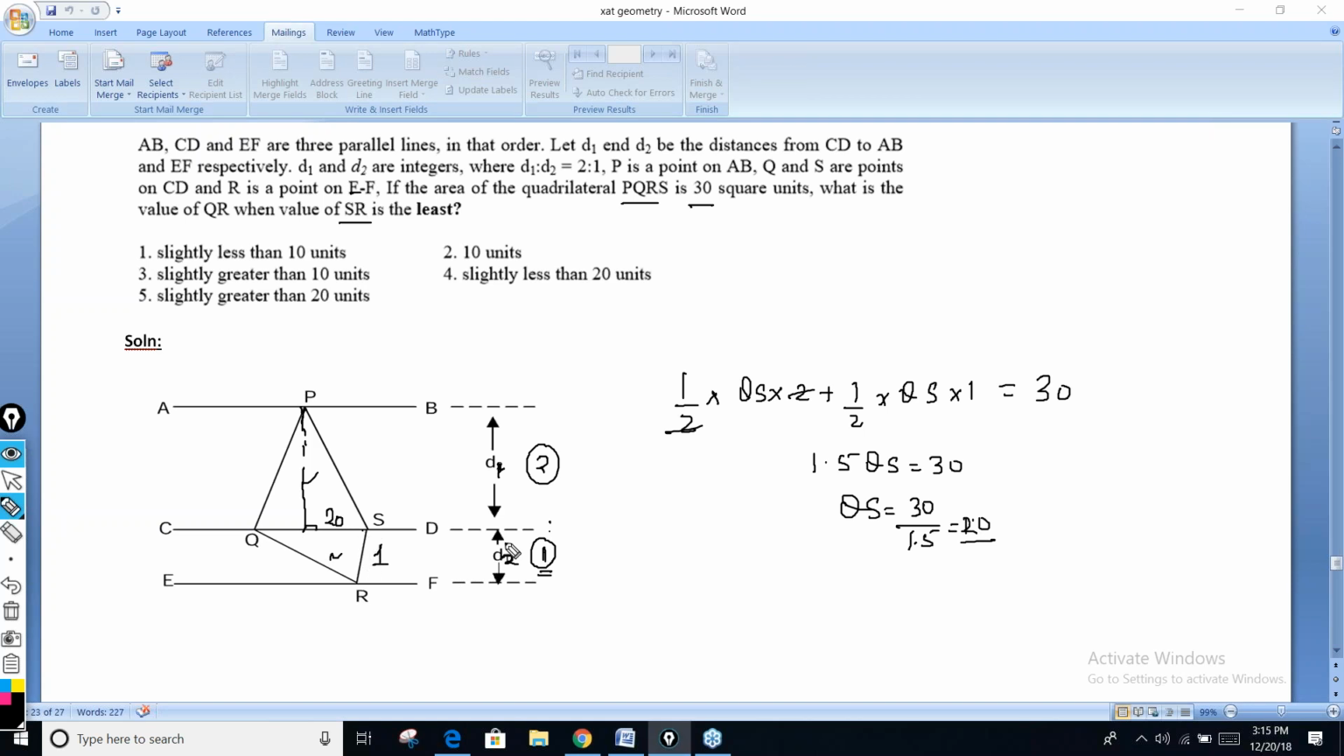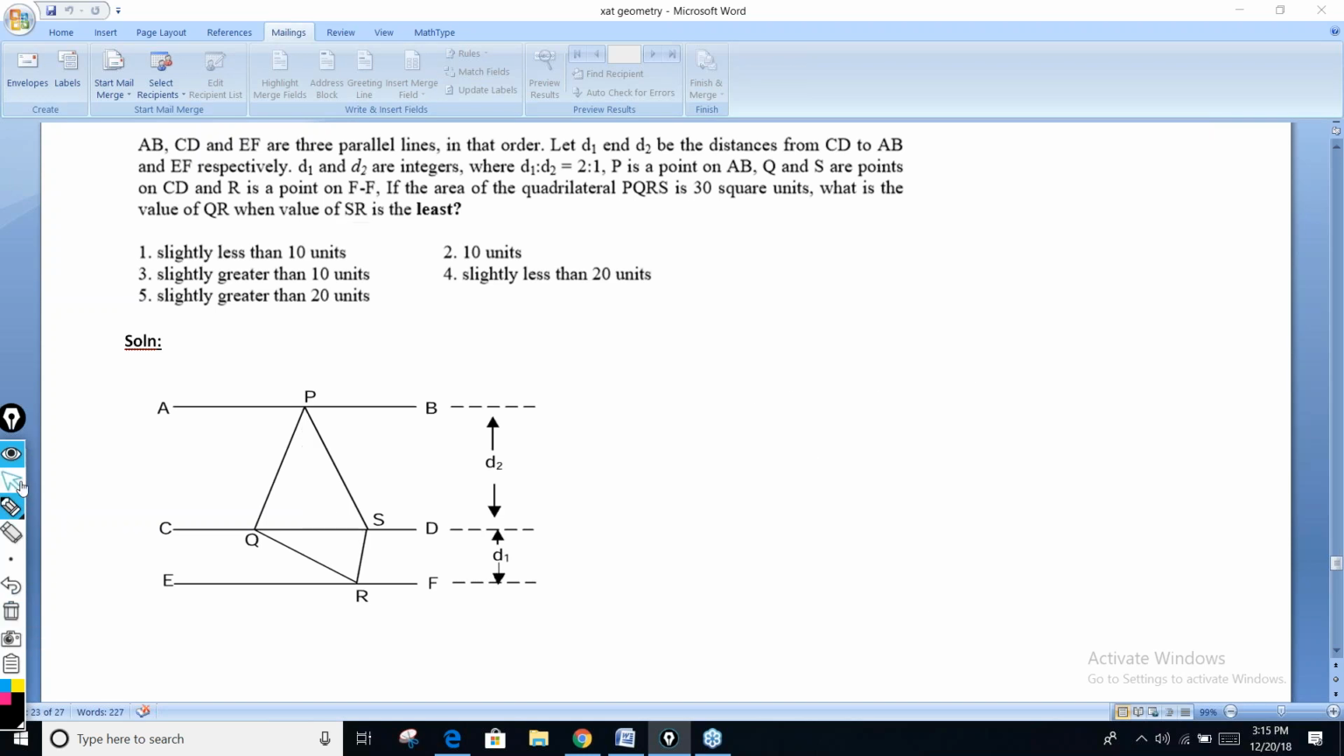That is 1, and take it as a perpendicular distance, then only it will be minimum. Otherwise it cannot be minimum. So this is 1, this is 20. So what is the length of QR? The length of QR is the square root of 20 squared plus 1, so it is slightly more than 20. So that is the answer. What is the length of QR? That is slightly more than 20 units. The only thing in this question you need to remember: if you want to take it minimum possible, you need to consider the perpendicular distance. Only then it can be minimum distance.